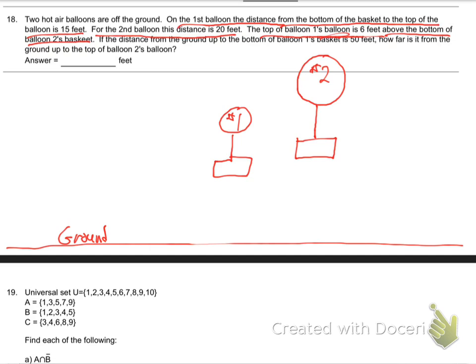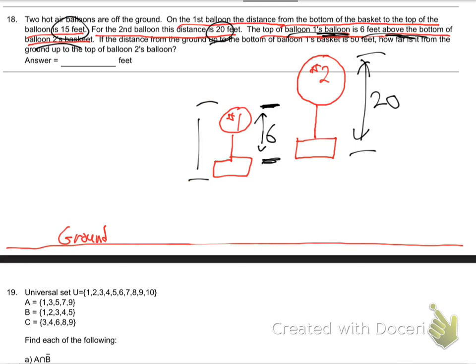So the top of balloon 1's balloon right there is 6 feet above the bottom. This is 6, right? It's saying the top of balloon 1's balloon is 6 feet above the bottom of balloon 2's basket, like that. And the top to bottom distance for balloon 2 was 20 right here. And it's 15 for balloon 1. Top to bottom is 15.